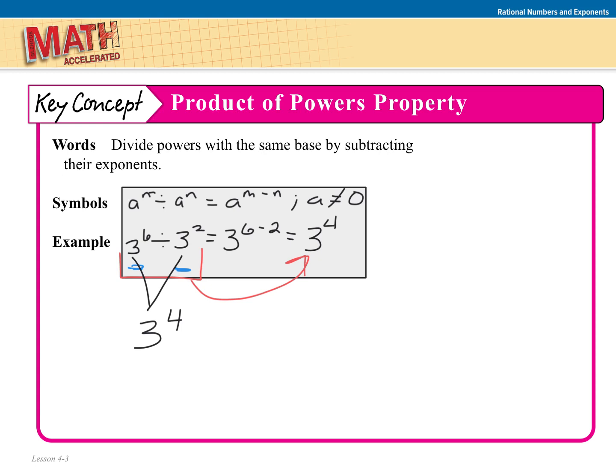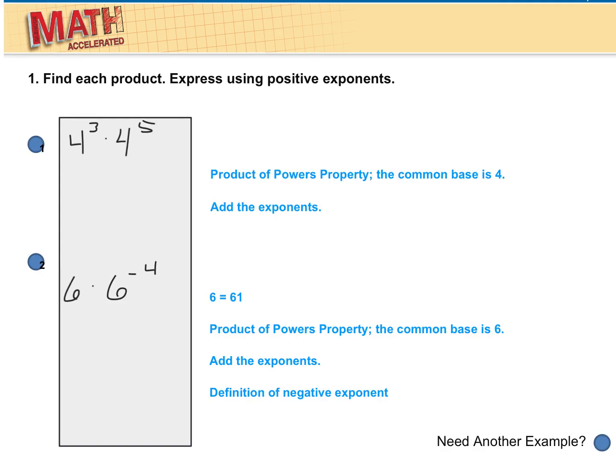Okay, so if we're multiplying, we're adding. If we're dividing, we're subtracting. Okay? Looking here, we're going to work on multiplying first. So when we're multiplying powers of the same base, we do what with the base? Keep the base. What's my base in number 1? Keep the base. What do we do with the exponents? Add them together. 3 plus 5 is 8.